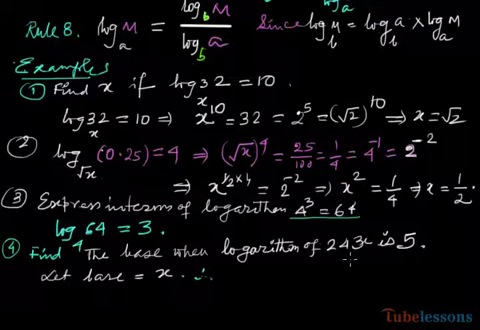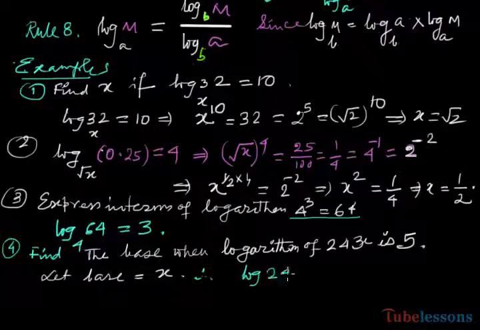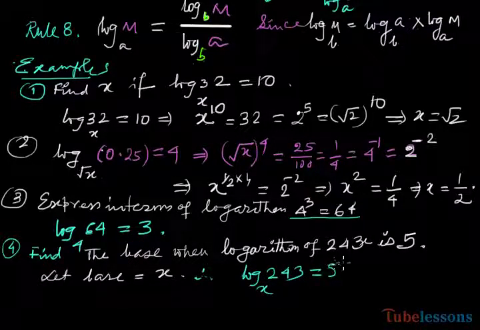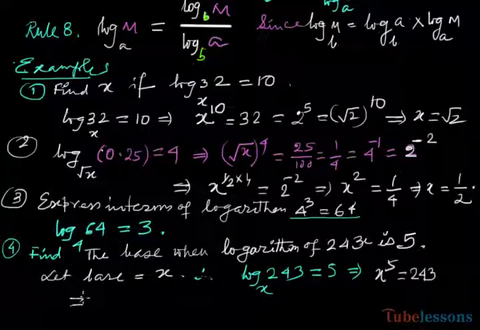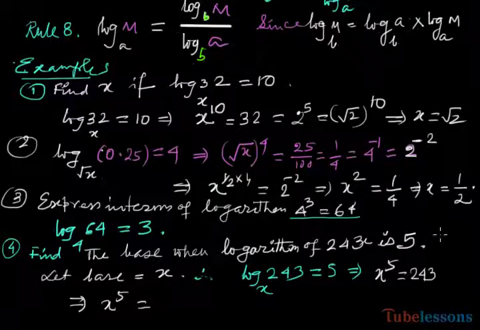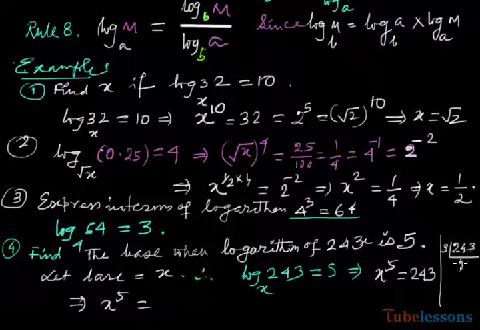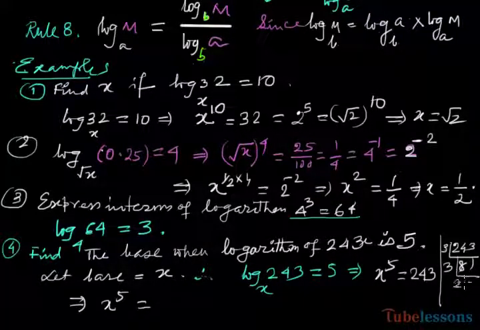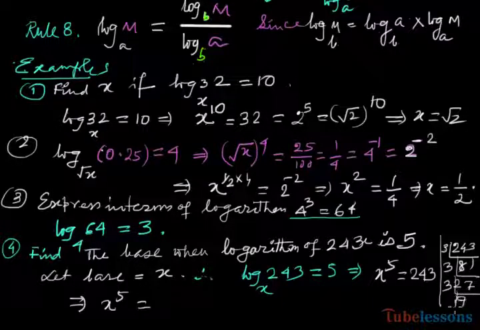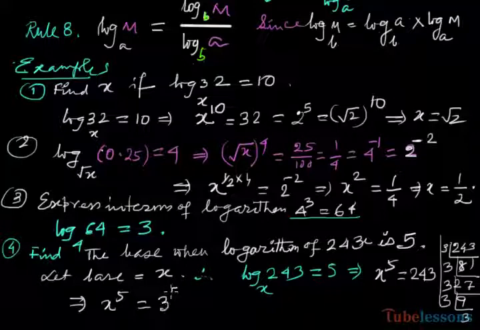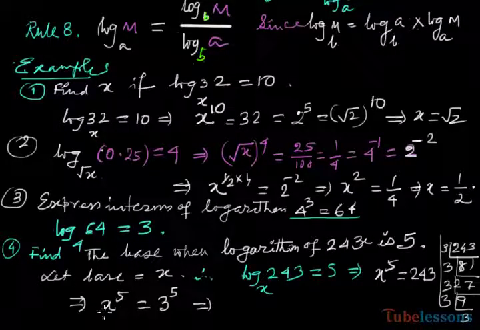So, from the question you can write, x is the base, so log of 243 base x is equal to 5. And this implies x to the power 5 is equal to 243. Now 243, if you do the prime factorization, it is divisible by 3. So, first 3, so 81. Again divided by 3, 27. 9 divided by 3. So, 243 can be written as 3 raised to the power 5. So, this implies x is equal to 3.